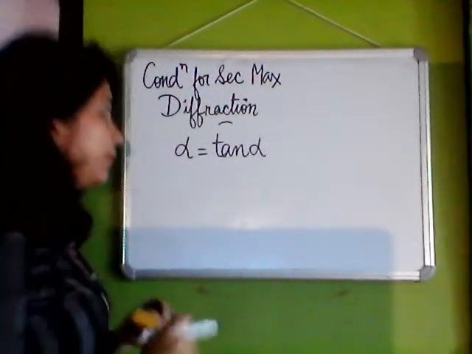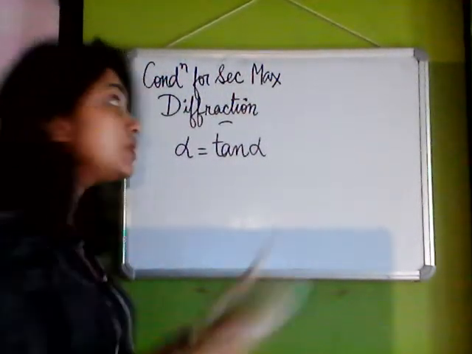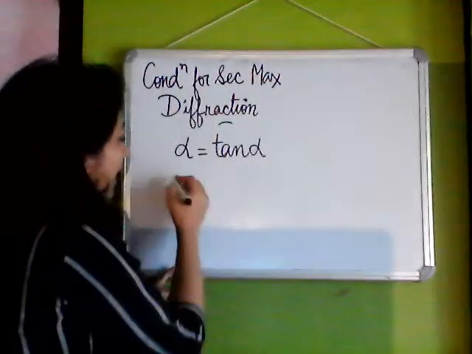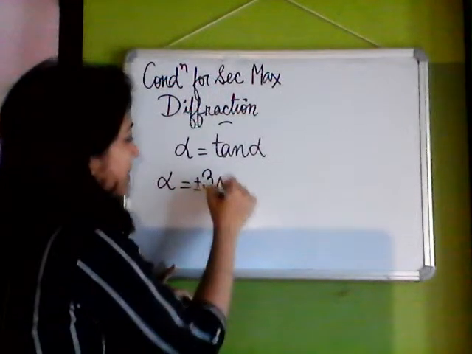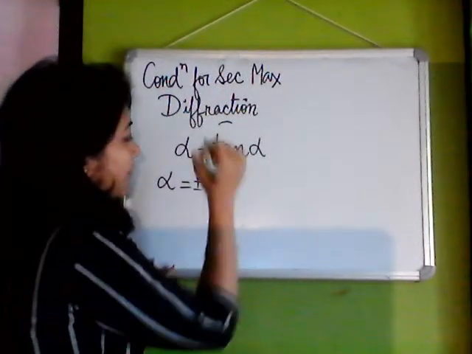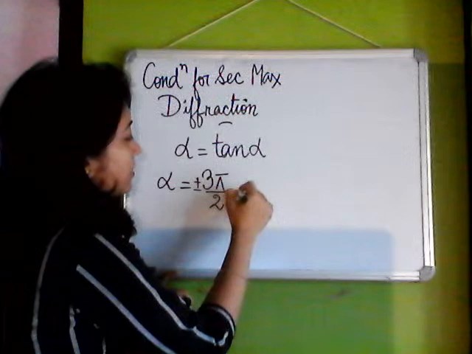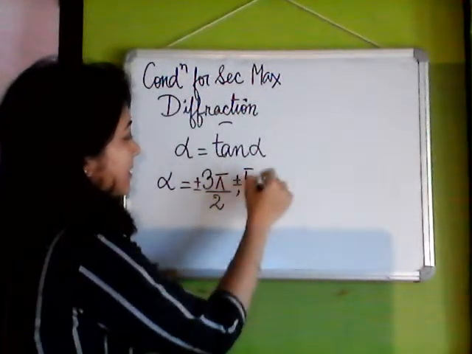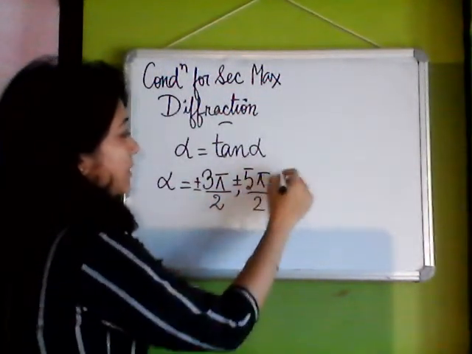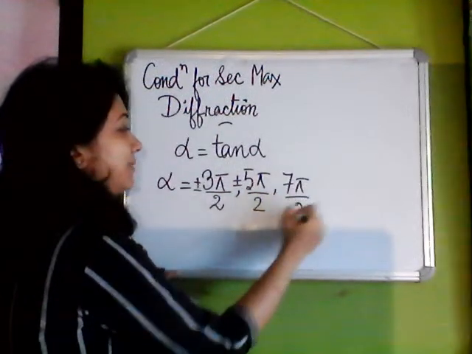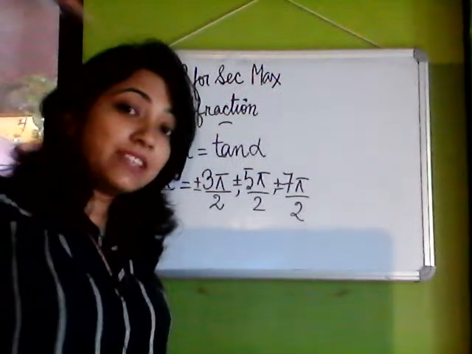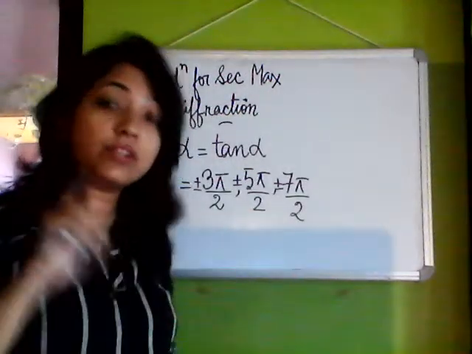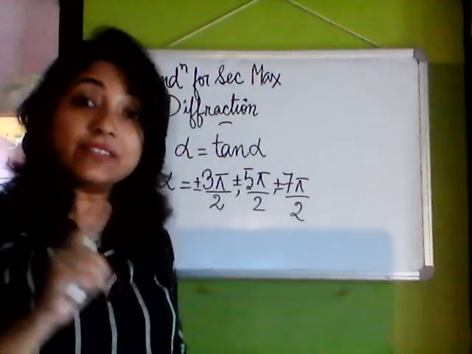And reminding all of you, we had received the conditions for secondary maxima at the values something like, if you remember, plus minus 3 pi by 2, or plus minus 5 pi by 2, 7 pi by 2, and so on. These were the points where the y equals alpha graph and the y equals tan alpha graph were intersecting with each other.